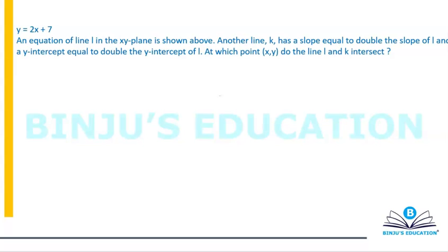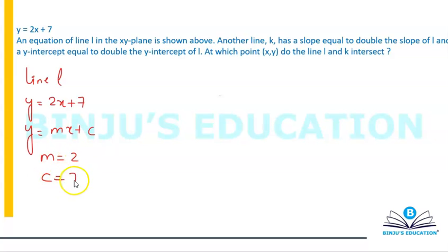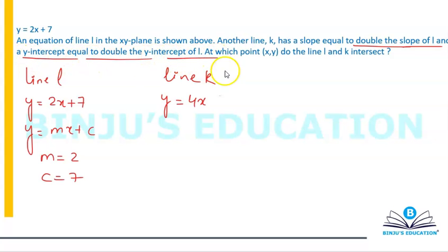All right, let's try this one. y equals 2x plus 7 is the equation of line L in the xy plane. Another line K has a slope equal to double the slope of L. Now, when you compare this with y equals mx plus c, the slope is 2 and the y-intercept is 7. Another line K will have an equation y equals 4x, because we want double the slope, and a y-intercept equal to double the y-intercept of L, so y equals 4x plus 14.